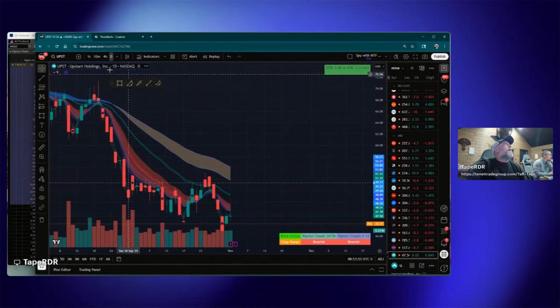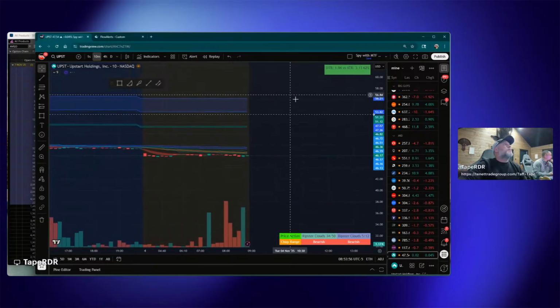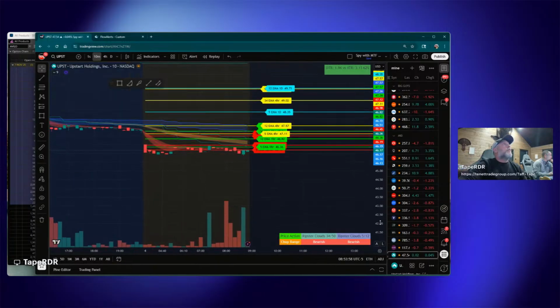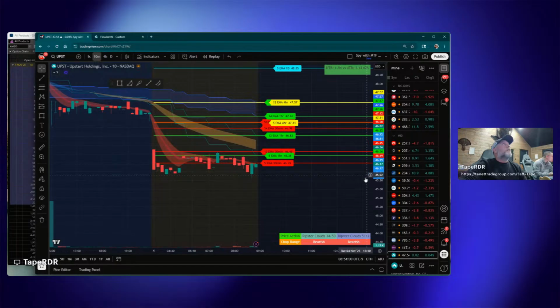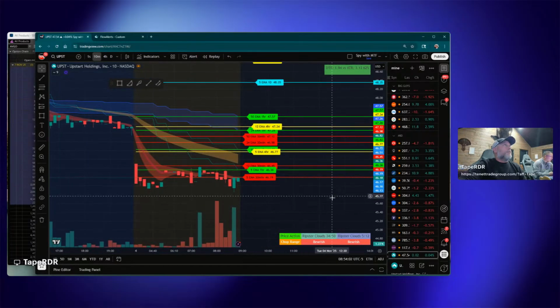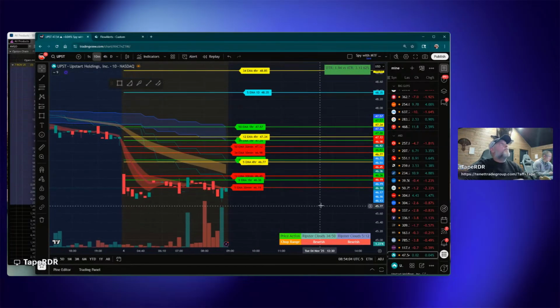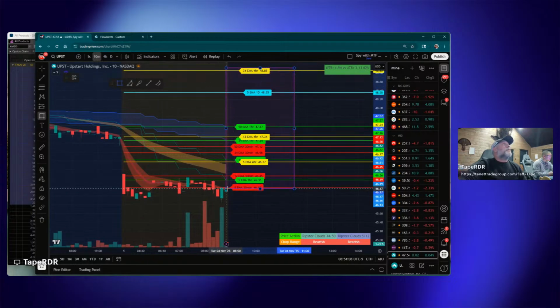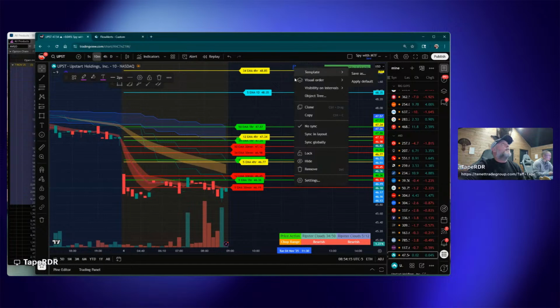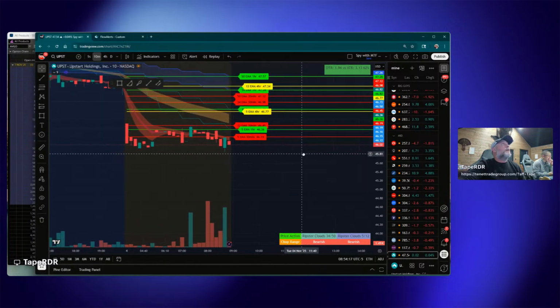UPST. I want to look at the 10-minute first before I do anything. Okay, this looks good. This looks good for a gap down. We have EMAs sitting on top of the current price, which makes it heavy, right? So we have that. And then what would our targets be?